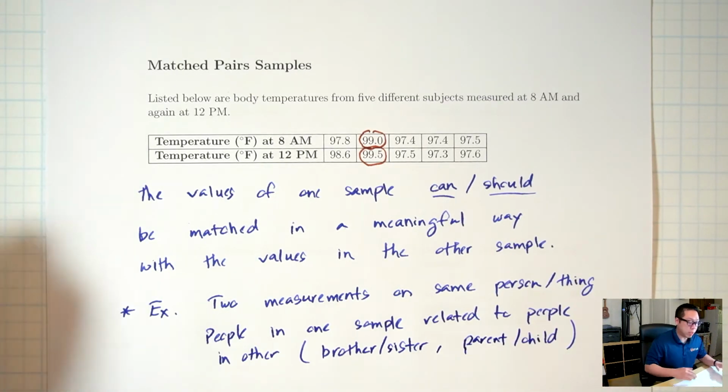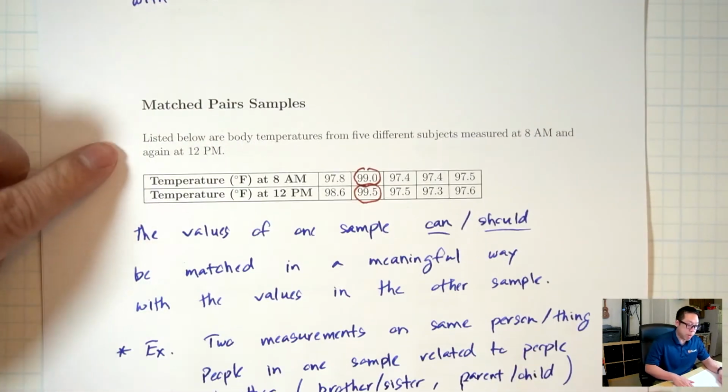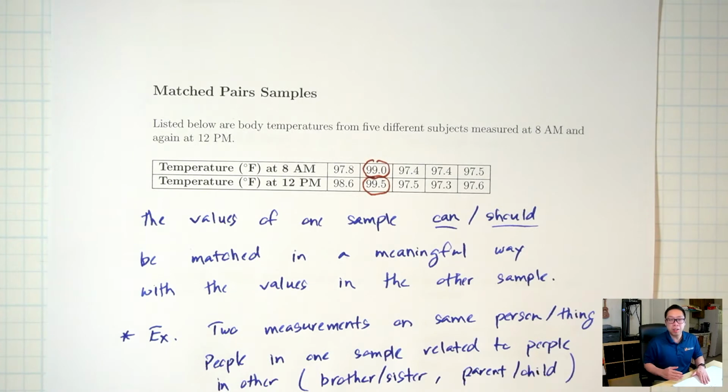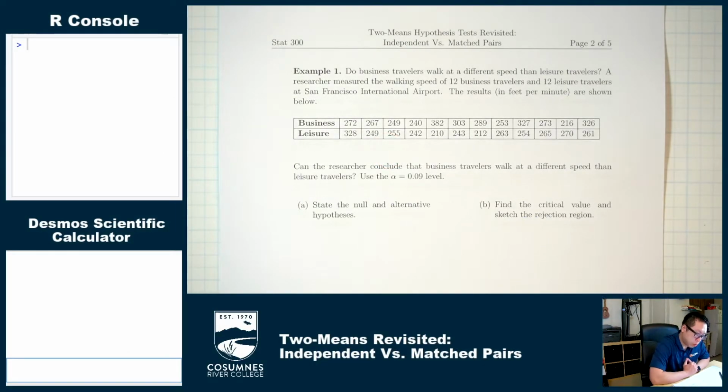So it's going to be important that we distinguish which is which, if we're in an independent situation or a matched situation, because that determines what we do next. Example 1. Do business travelers walk at a different speed than leisure travelers?